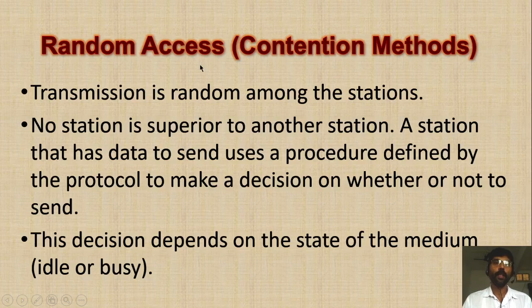The first one is called the random access, also called contention methods. In this method, the stations are transmitting the data randomly. That means there is no sequential order. The data transmission cannot be done by one computer and then the next computer and the next, meaning there is no sequential order. Any station can transmit data at any time. So it is called random.